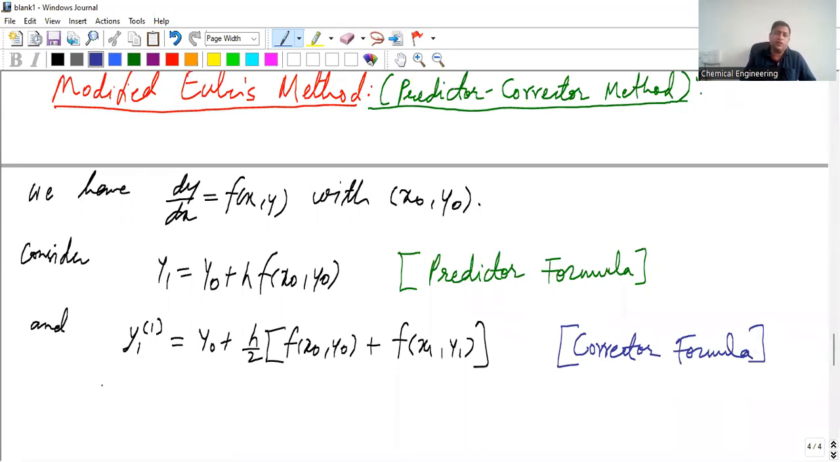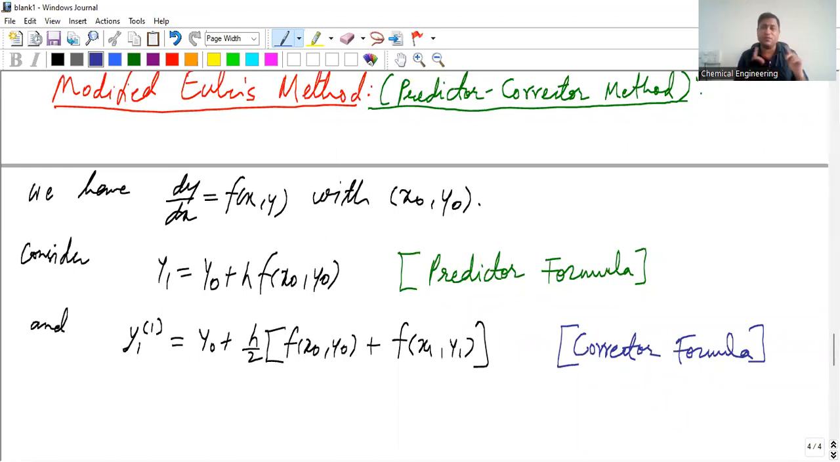Okay, so that's why the modified Euler method is called the predictor-corrector method. Here we have to predict the value and then correct that value till we get the most accurate value. And once we get the most accurate value, then we move to the next step.